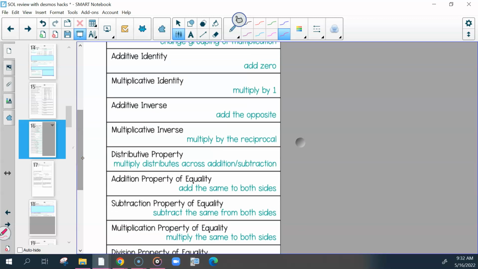Distributive property, multiplication distributes across addition and subtraction. We do that all the time. Addition property of equality, you add the same to both sides. Subtraction is the same, subtract from both sides. Multiplication, multiply both sides. The next one is divide both sides.